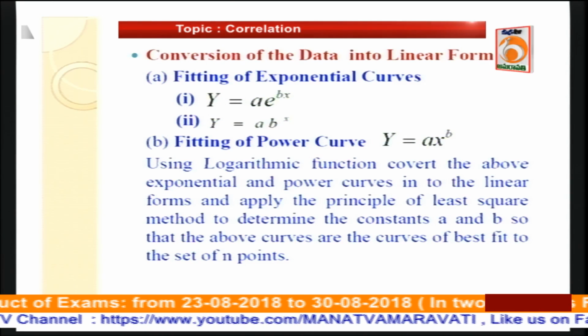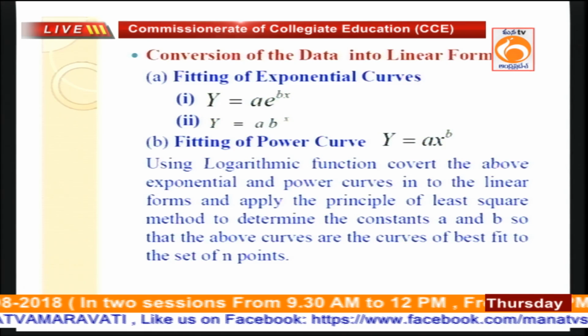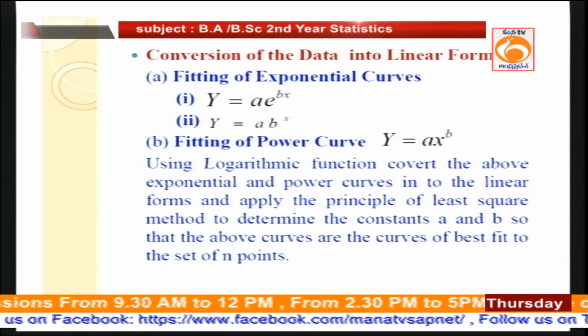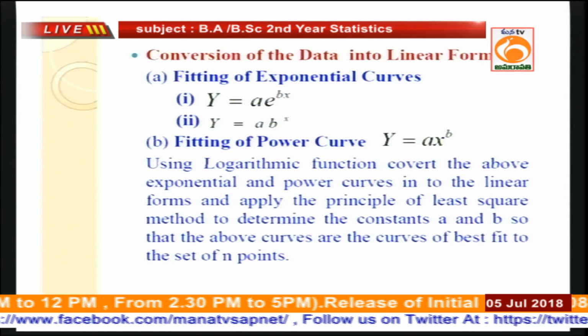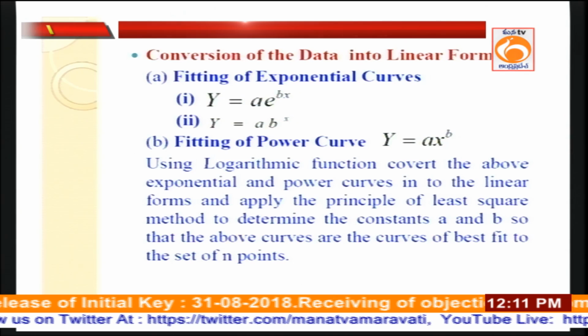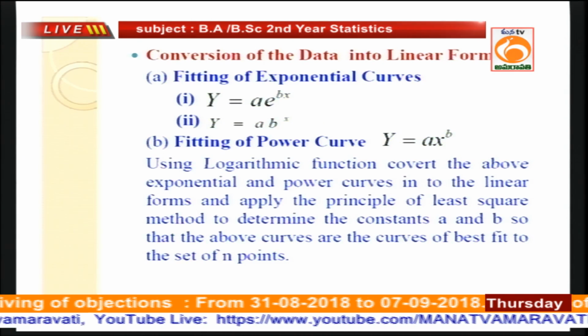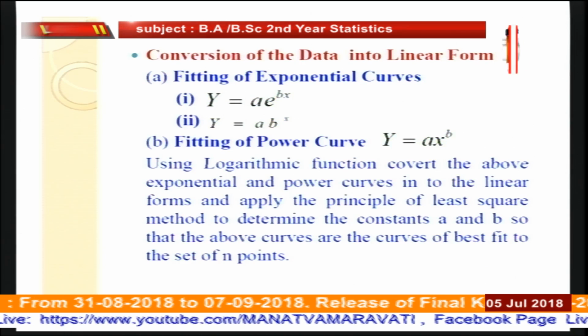So, x is called the independent variable, y is the dependent variable. To estimate y, we substitute the x value, and automatically we can estimate the y values using either the first curve or the second curve. The second one here is a power curve, y is equal to ax power b. How do we convert these non-linear forms into linear forms?